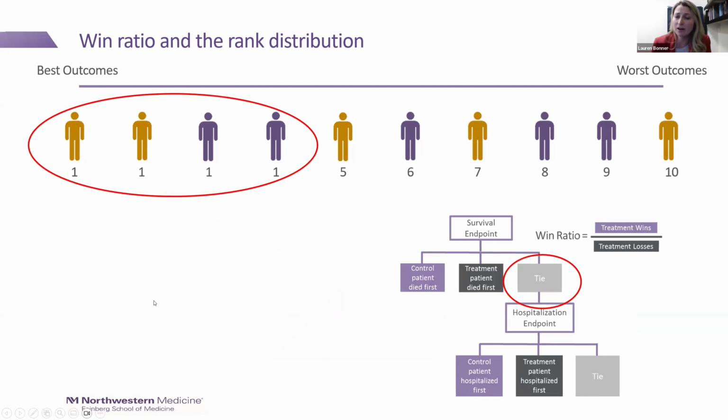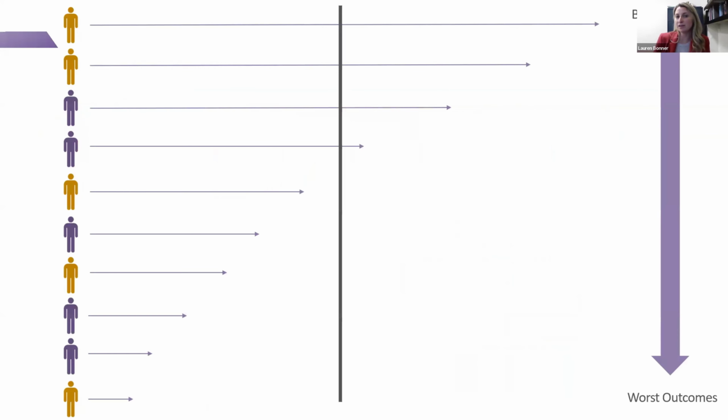In that scenario, all of my pairs are going to be decided on the first endpoint. So more likely than not, you have a scenario where you can't make all of your decisions on your first endpoint, so you have ties and you need to move to the second endpoint. In my survival scenario, a very practical example of when this would occur is when you have any sort of administrative censoring.